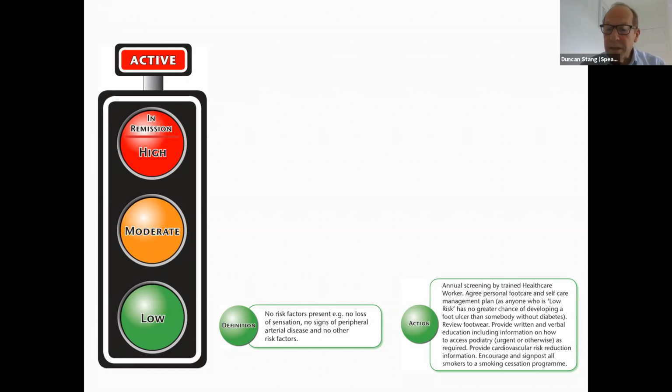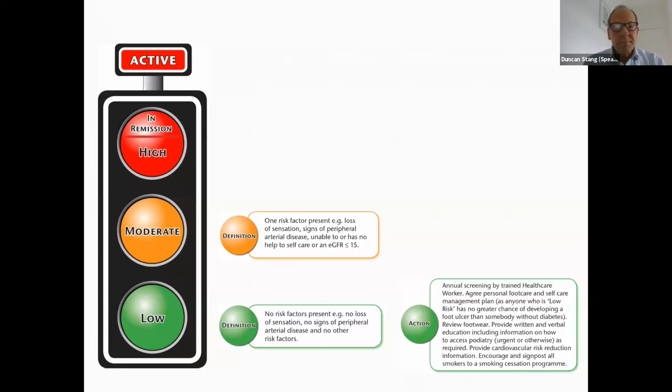But you will be given some footwear advice if that is required, and you'll probably be given written and verbal education, including information on how to access podiatry if you need to. You'll probably be provided with cardiovascular risk reduction information, because that is very important to all people with diabetes. And if you are a smoker, you will be encouraged and signposted to a smoking cessation program.